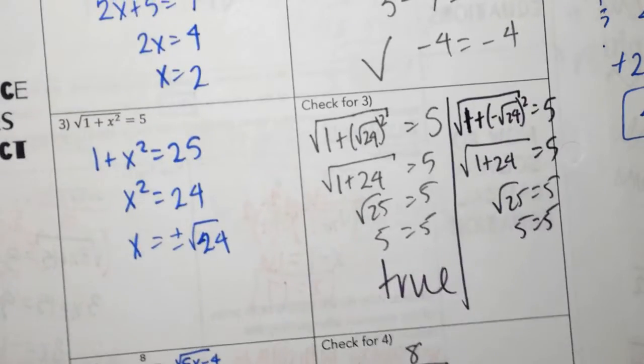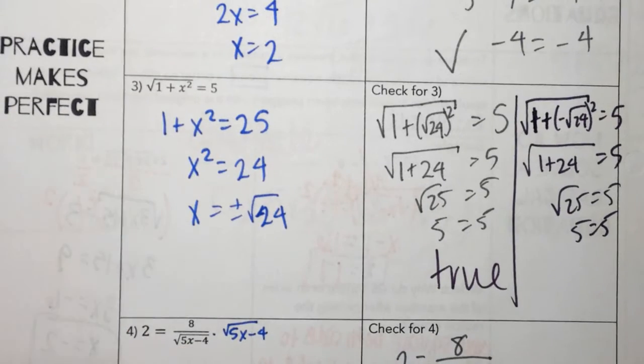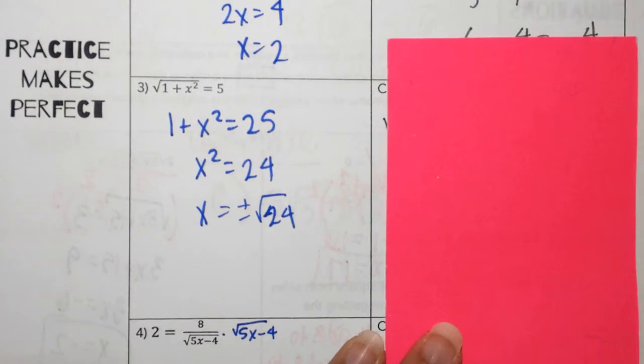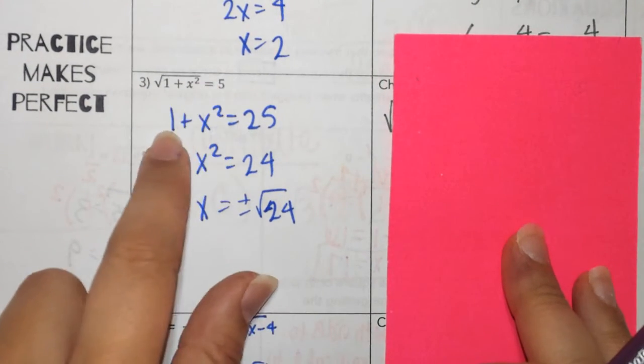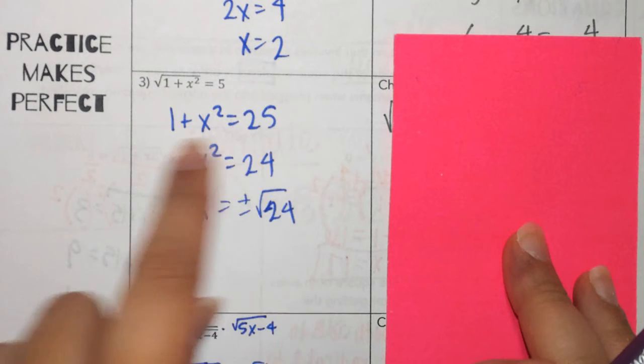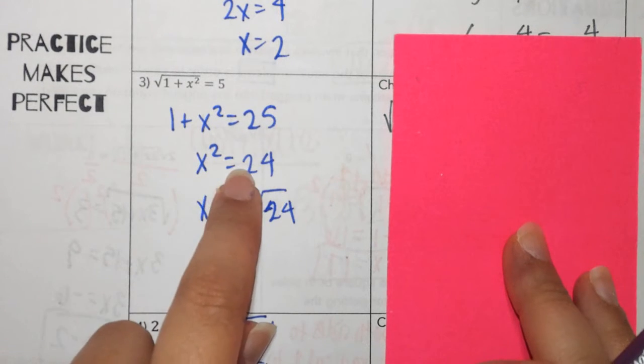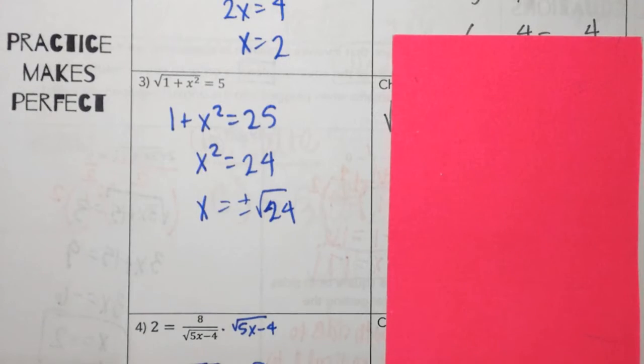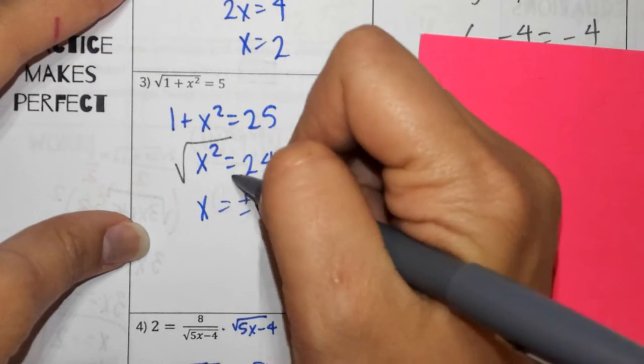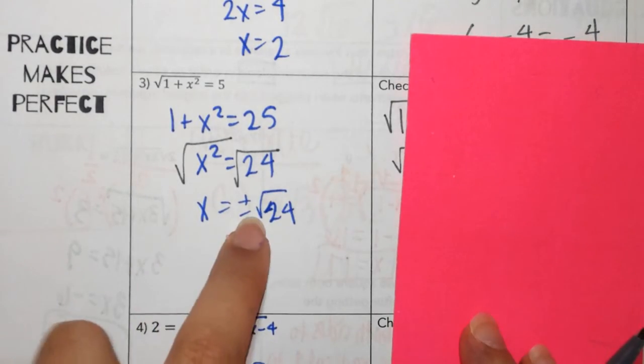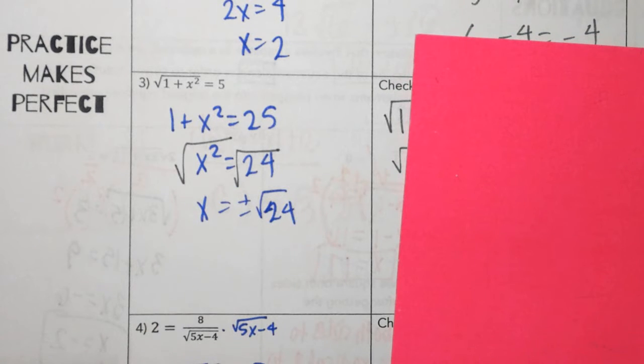Alright, so for number 3, I squared both sides, and I got 1 plus x squared equals 25. And then I subtracted 1, and I got x squared equals 24. To get rid of the squared, you take the square root of both sides. So then I got x equals plus or minus the square root of 24.